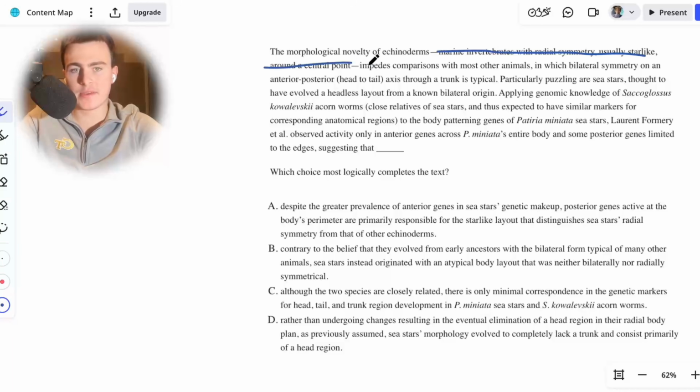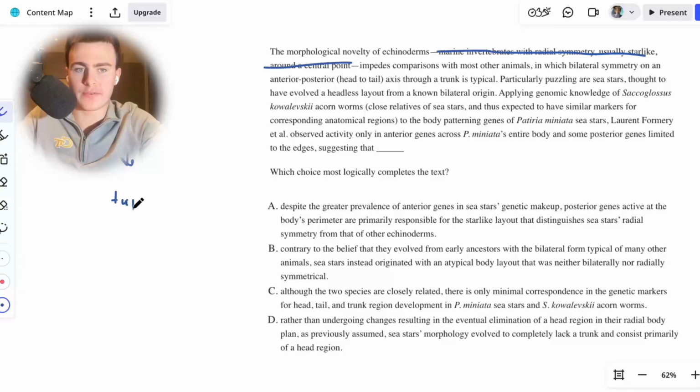So you have echinoderms, impedes comparisons with other animals in which bilateral symmetry on an anterior posterior, this is head to tail, is typical. What does this mean? So echinoderms impede comparisons, which means it's different. They are different than other animals. And in those animals, you have head to tail, anterior posterior axis through a trunk. So normal animal is going to be head to tail.